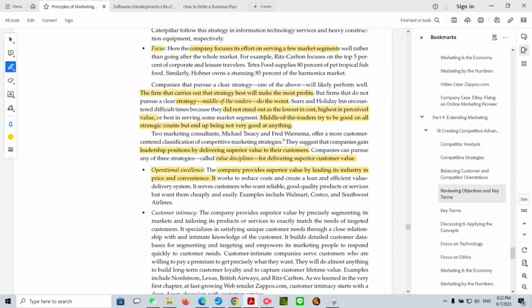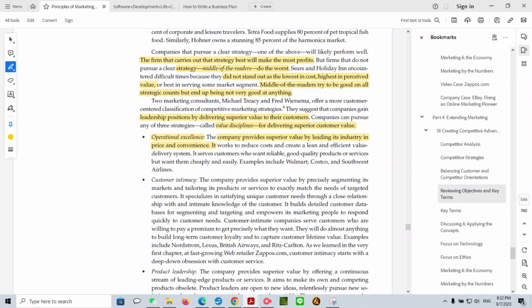We also have customer intimacy. That is, the company provides value by precisely segmenting its markets and tailoring its products or services exactly to match the needs of the targeted customer. It specializes in satisfying unique customer needs through a close relationship and intimate knowledge of the customer. That's sort of like what casinos used to be up to the 1970s. You know everybody's name. This is more of a very specialized thing.